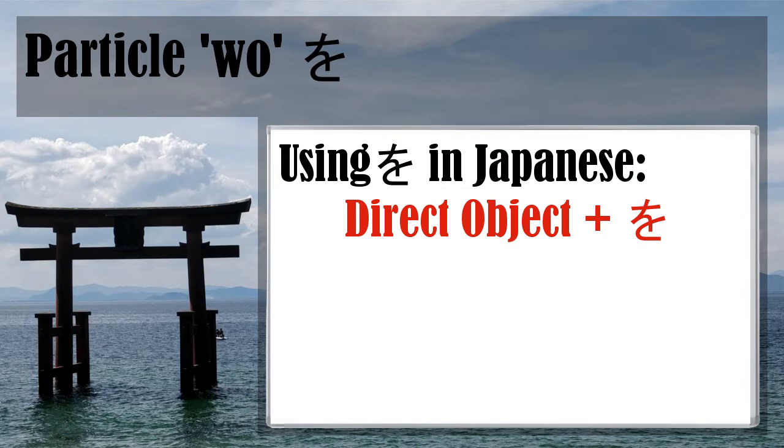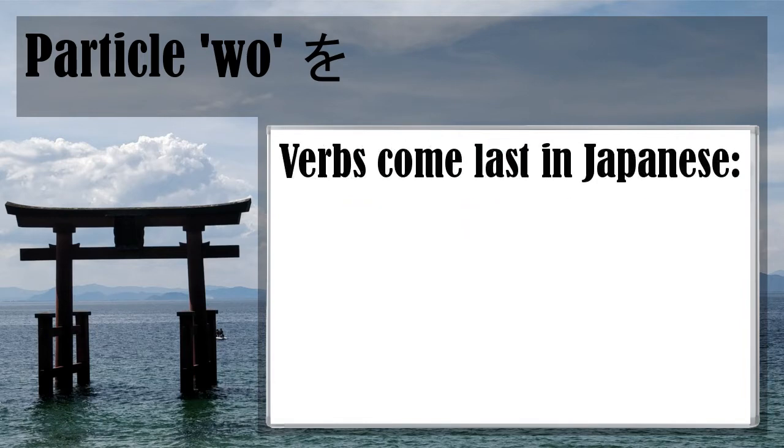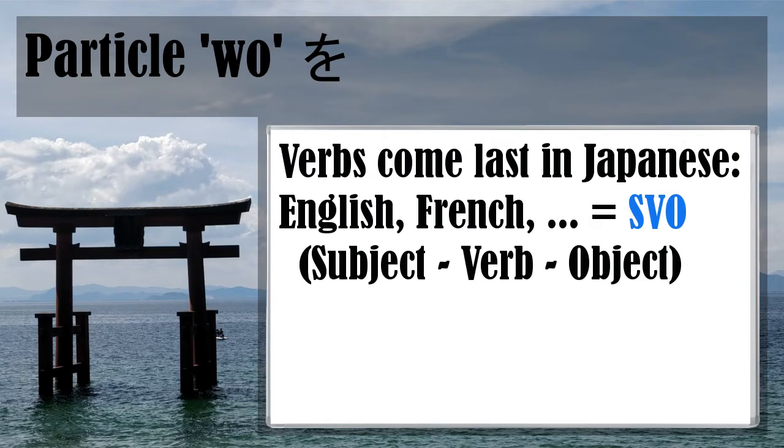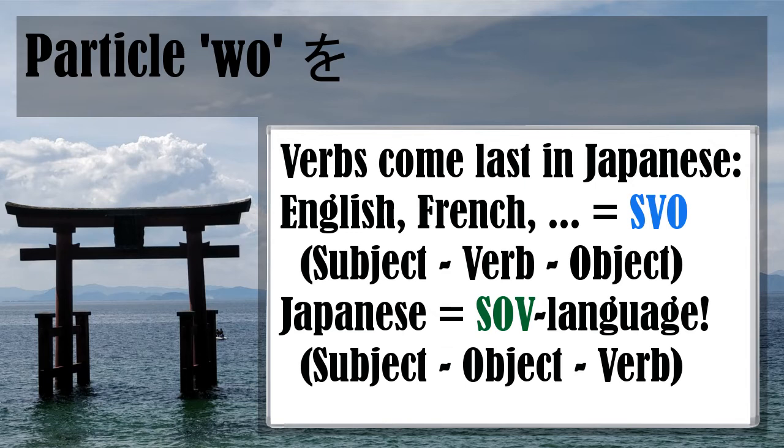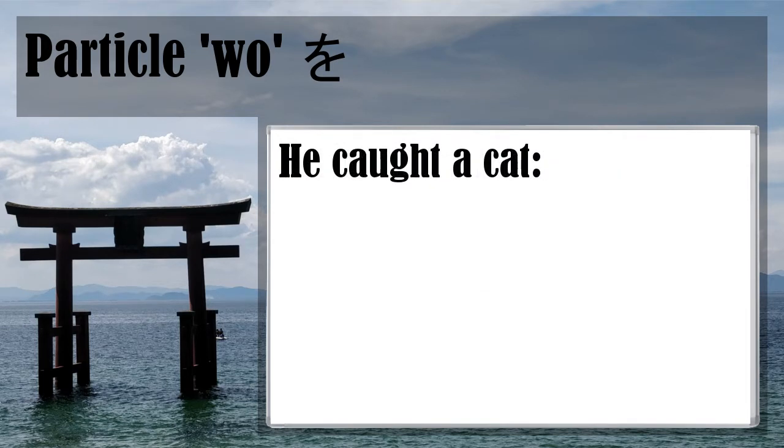As we know, verbs come last in Japanese sentences, so instead of our Western SVO structure being subject followed by the verb followed by the objects, I see a cat for example, Japanese would be an SOV language, so first the subject, then the objects, and then the verb. So the sentences from a minute ago would be as follows in Japanese.